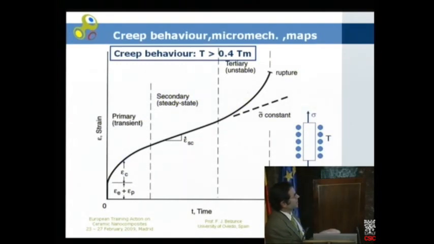So the most important characteristic of this behavior is the behavior in this region, which is the secondary steady state region, in which, as you can see, this is a straight line, so that the slope of this curve is strain over the time, so it is the strain rate. And this is the most important parameter, which is the strain rate of this material when we apply the stress in a situation in which the temperature is maintained constant.